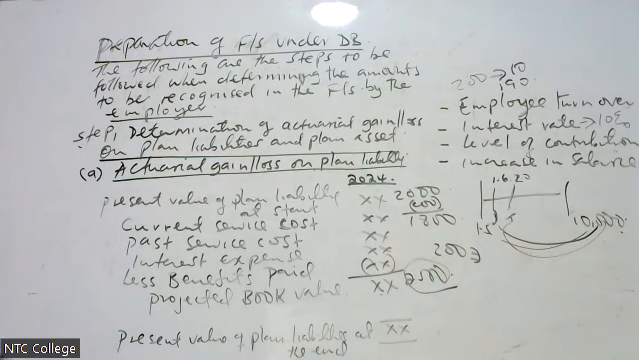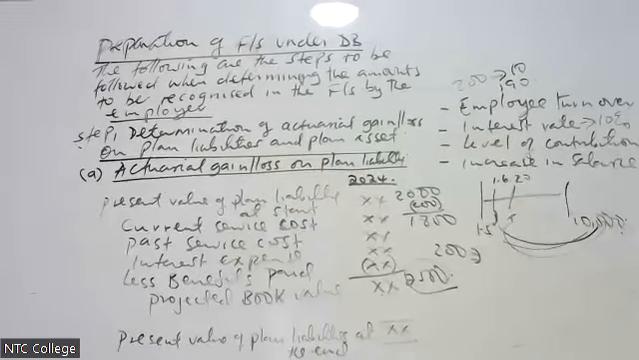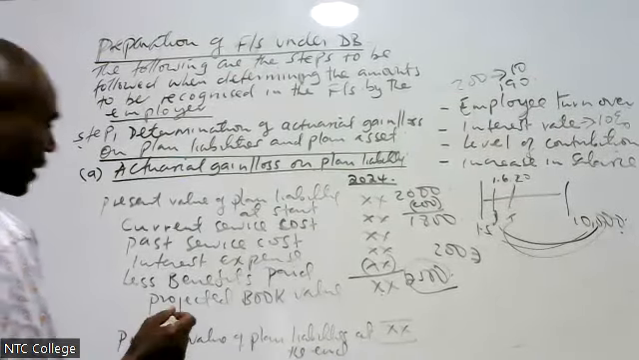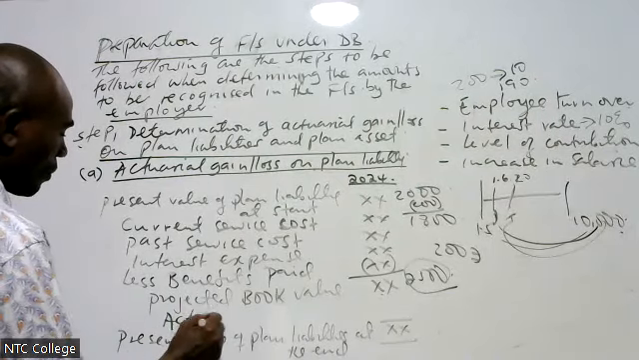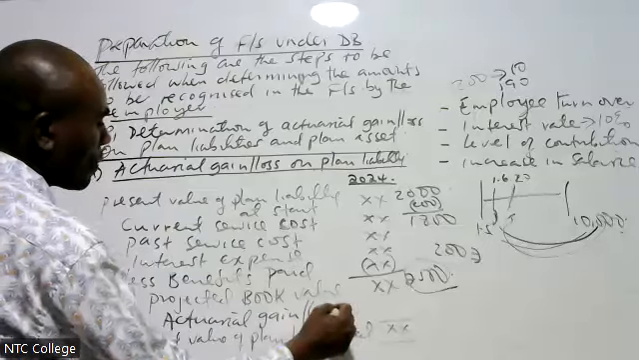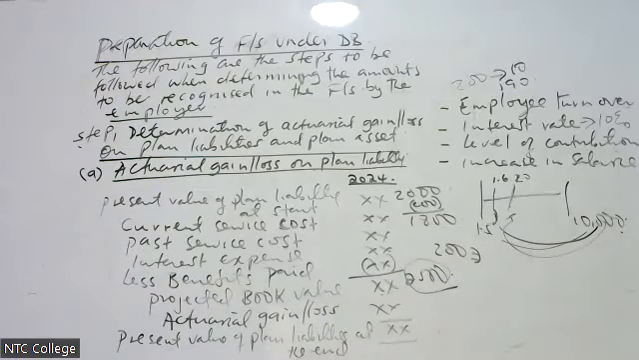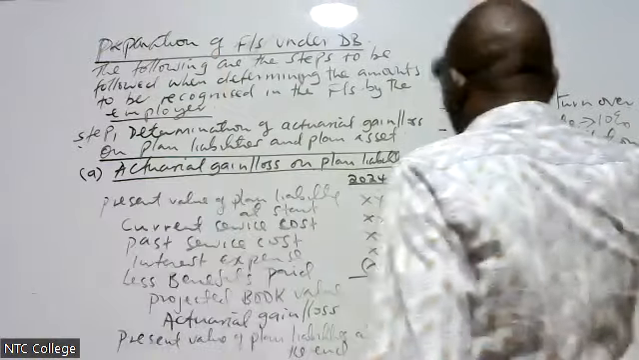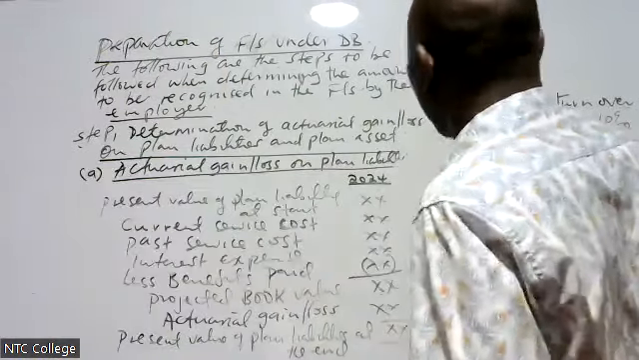Actual comes to maybe 3 million. Therefore, the difference between the projected and the actual is what we call actuarial gain or loss. The difference between the actual and the exact amount, we call actuarial gain or loss. That is on the obligation.